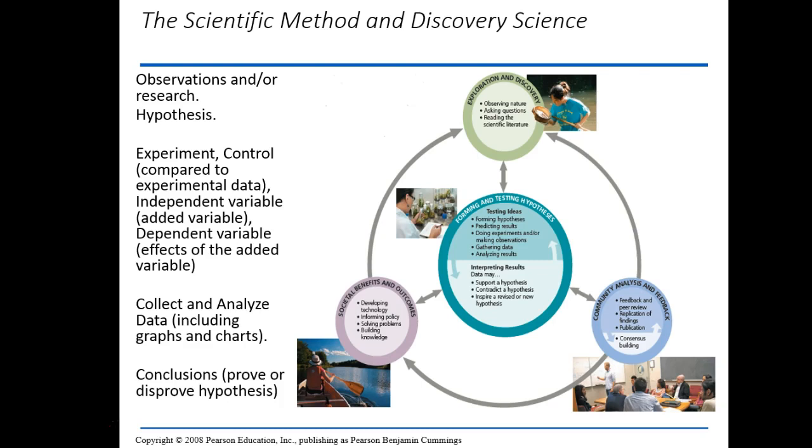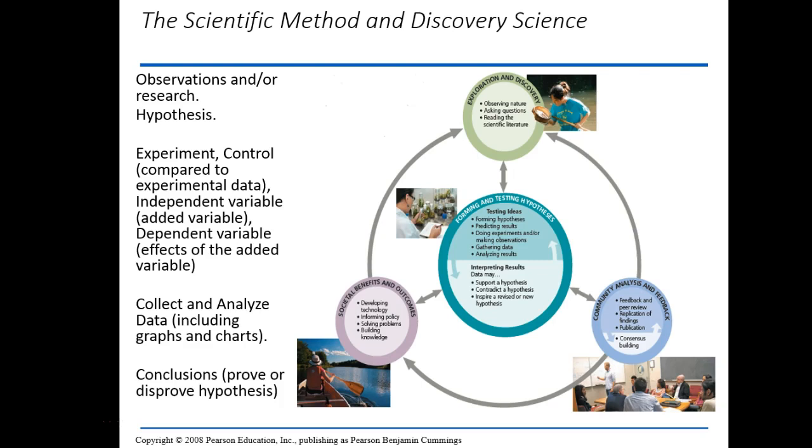And then scientific method and discovery science. With this, what we do is observations and research. Those observations and research then lead to a hypothesis. Remember, the hypothesis is an informed question or informed answer to a question. We test that hypothesis with an experiment, and that experiment has a control in it, has certain portions to it.